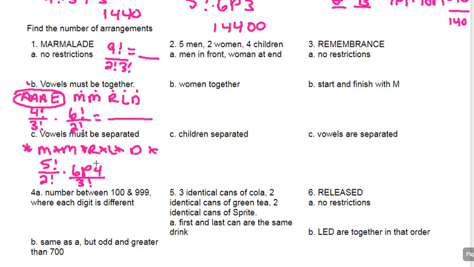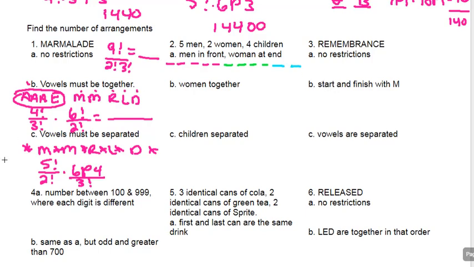Taking a look at this next one, it says we've got 5 men and 2 women and 4 children. I have a situation where the men have to be in front and the women have to be at the end. So I'm going to have 5 men, 1, 2, 3, 4, 5, and then I'm going to have 4 children, 1, 2, 3, 4, and then I'm going to have 2 women, 1, 2, okay?